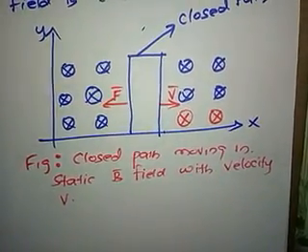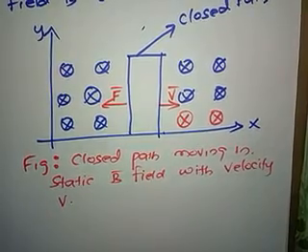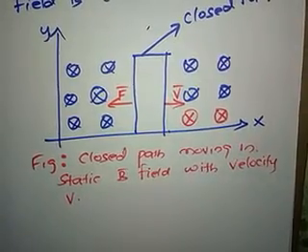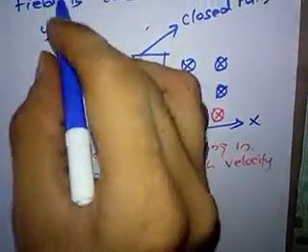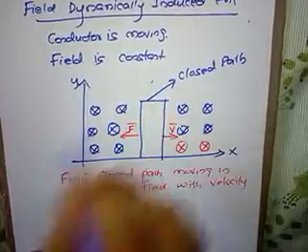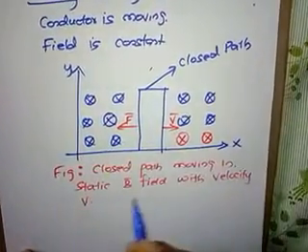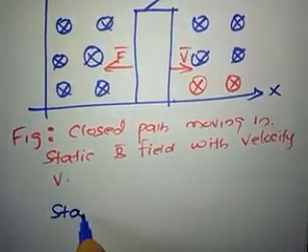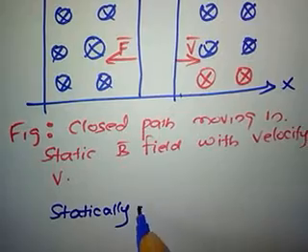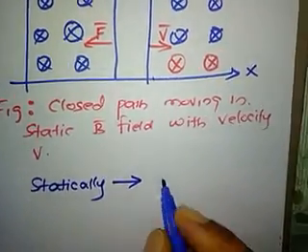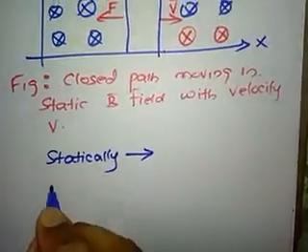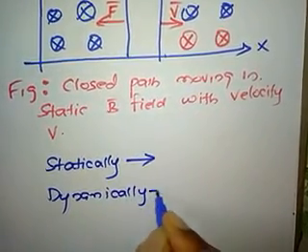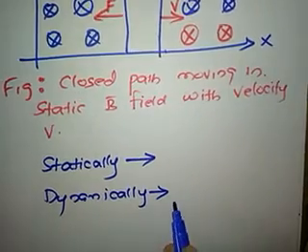Fine, students. Next, what is the condition here? The conductor is moving, the field is constant. Such an EMF is called dynamically induced EMF. There are two types of EMF here. One is statically induced EMF, which means the field is varying whereas the conductor is constant. Dynamically induced EMF means the conductor is moving whereas the field is constant.